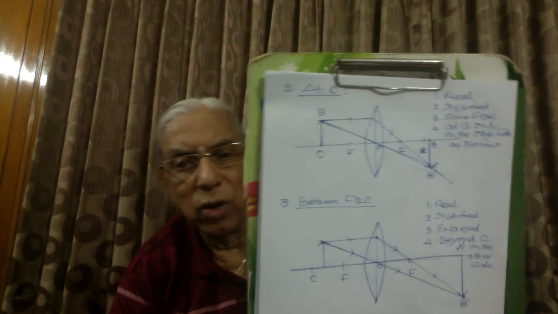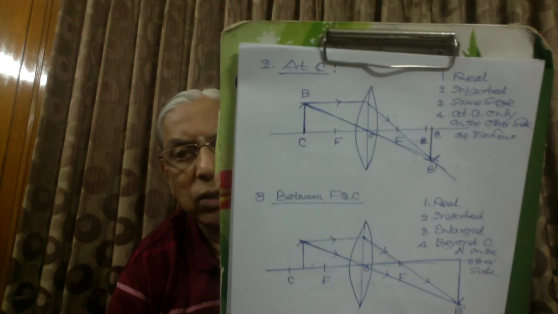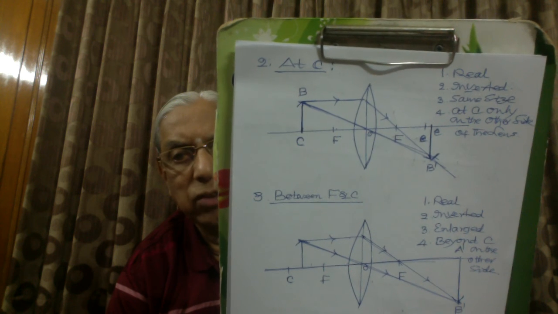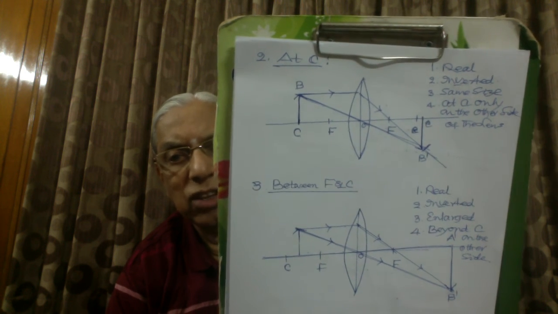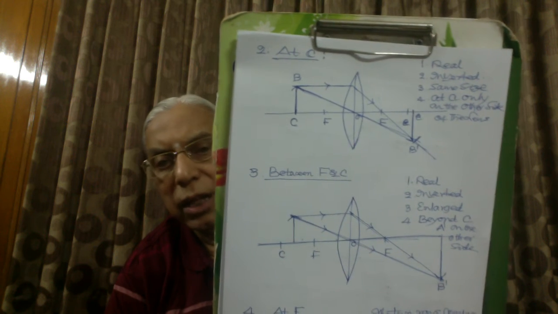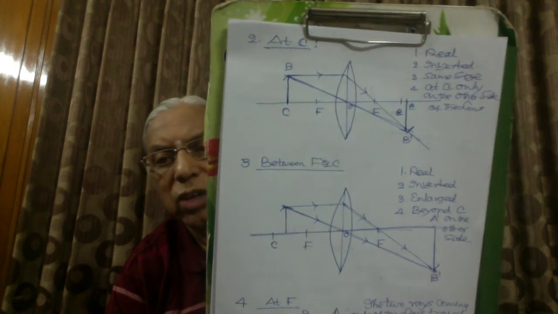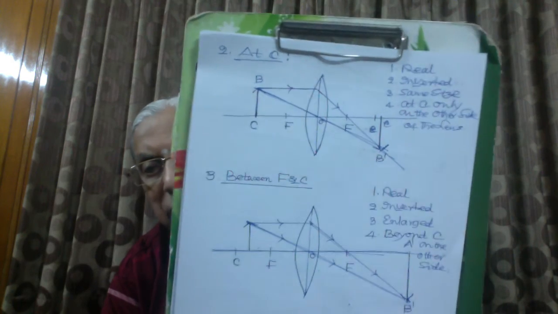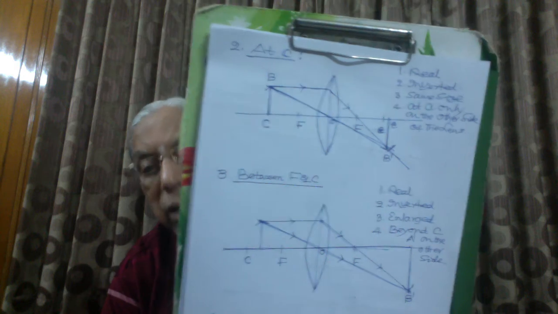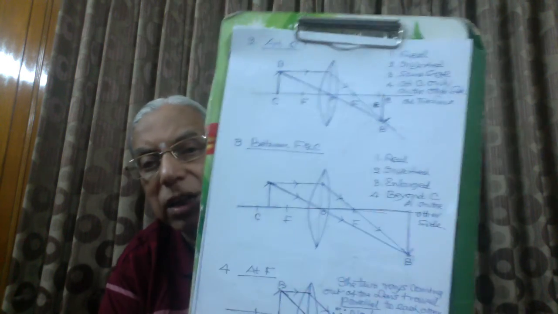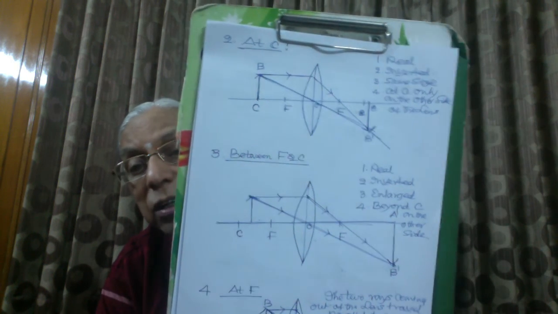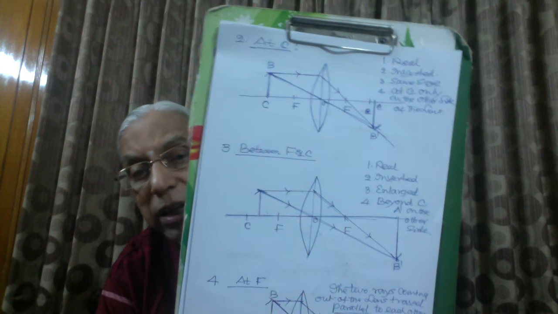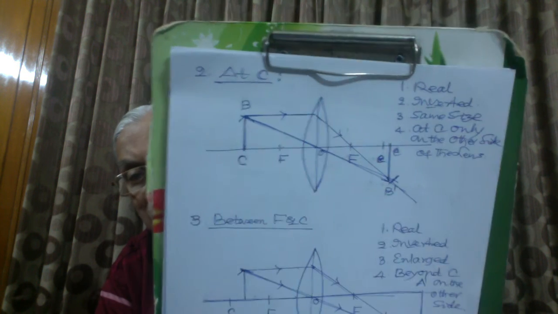From the figure, you are able to see that the image is once again a real image. A real image is always inverted, and if you construct the image, you will see that the size of the image will be equal to the size of the object. Same size. And where exactly is the image formed? The image is formed at C only. If you place the object at C, the image will also be formed at C, and the size will not vary, it will be of the same size. This is the second position.